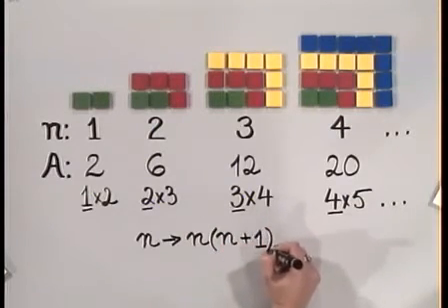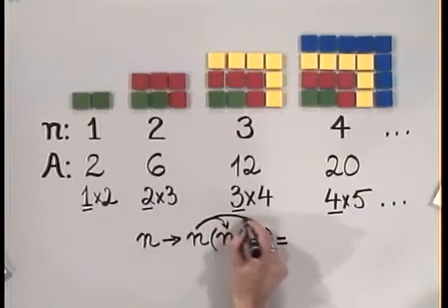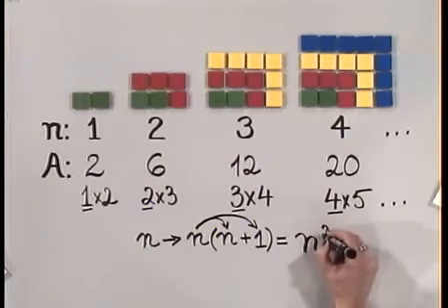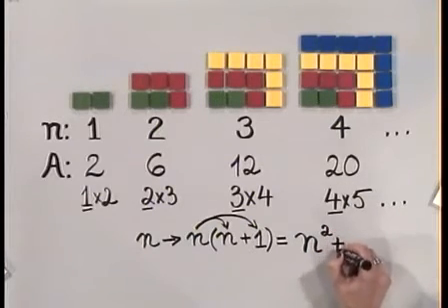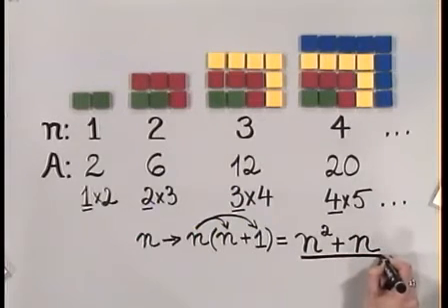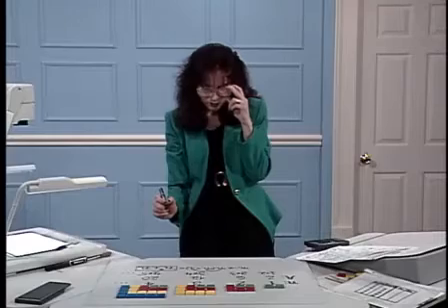Now we have a little algebra to do here. We've seen that this is called the distributive law. N times n is n squared, and n times 1 is n. And here is our second quadratic expression for today.